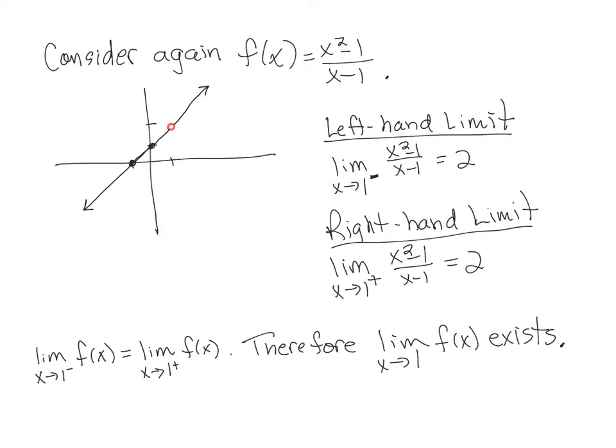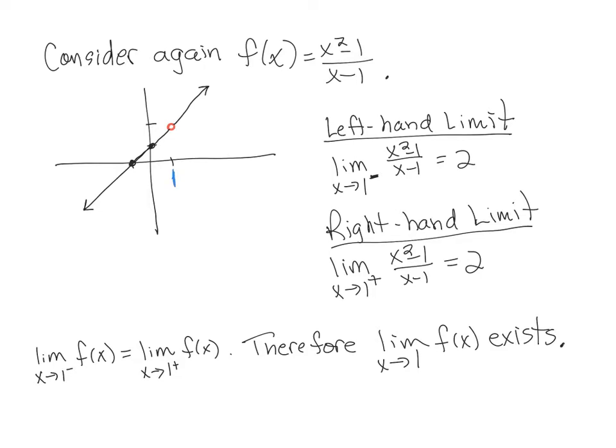So let's look at this again. If we factor and cancel, we get x plus 1. That's this line. But because the original function had a domain restriction, we have a hole at x equals 1 right here. So what we want to do is what we call a left-hand limit and a right-hand limit. So notice that if I'm coming at x equals 1, hold the phone.